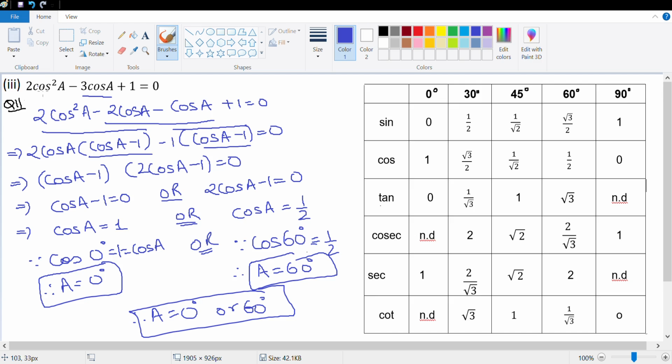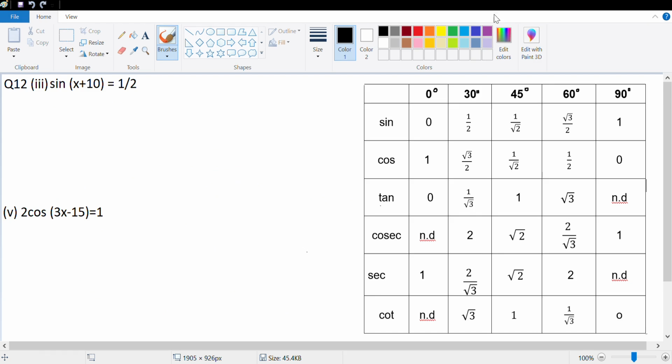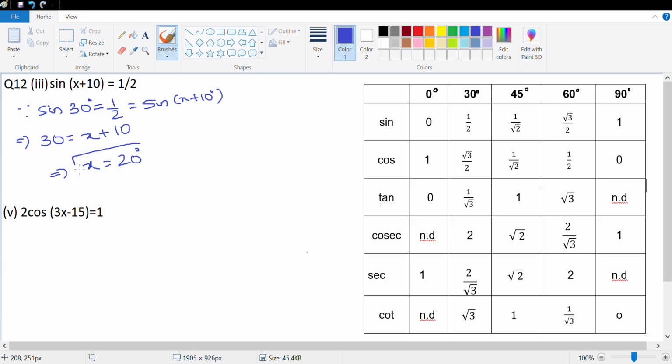The next question that we do is question number 12. It says solve for x. So sine times x plus 10 is equal to half. Now since sine 30 degree is equal to half, which is given equal to sine x plus 10 degree, this means 30 degree is equal to x plus 10, which means x is equal to 20 degree. Very simple.